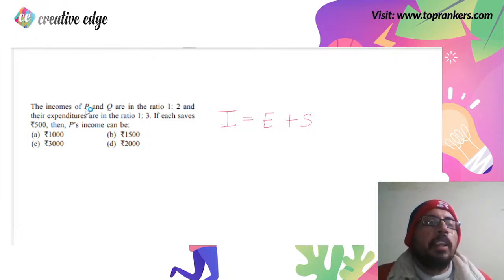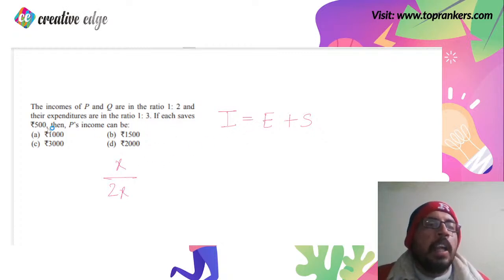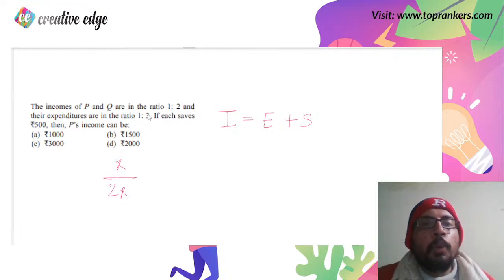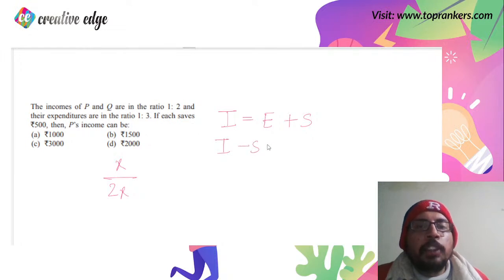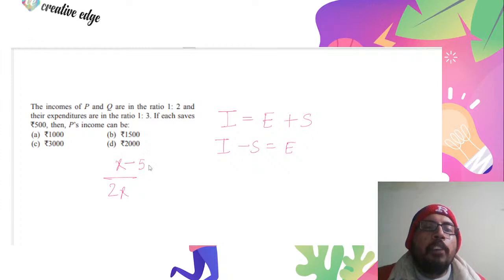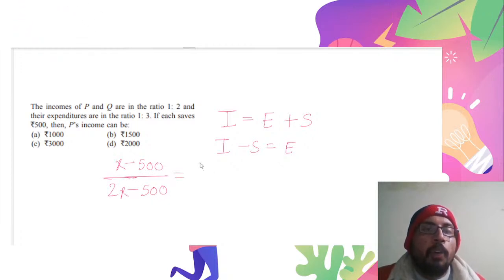So you can see that the incomes are in the ratio x:2x, and the expenditure 1:3. If each saves 500, so can I say that income minus saving is going to be expenditure, right? So I'm using this concept. So income is x and 2x. I will be subtracting 500 from both the entities. Now income minus saving becomes my expenditure, and this expenditure is in the ratio 1:3.